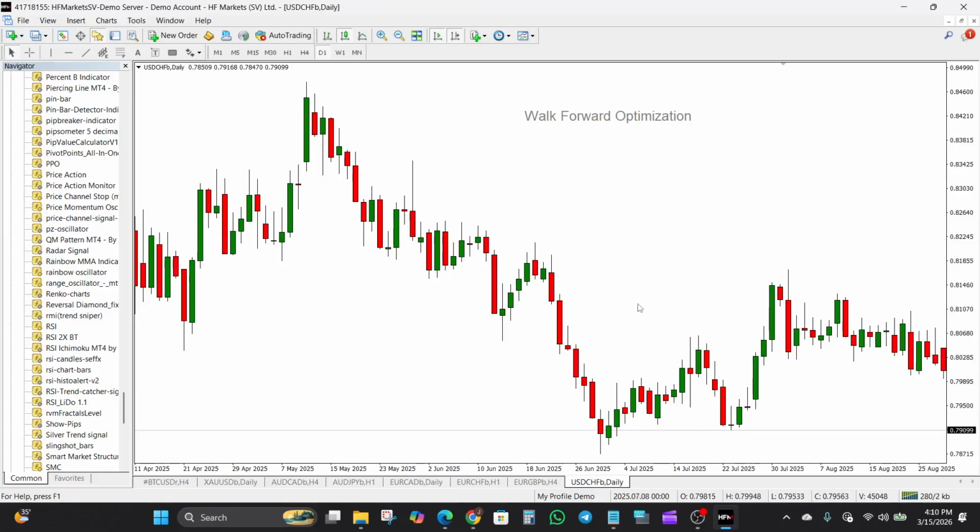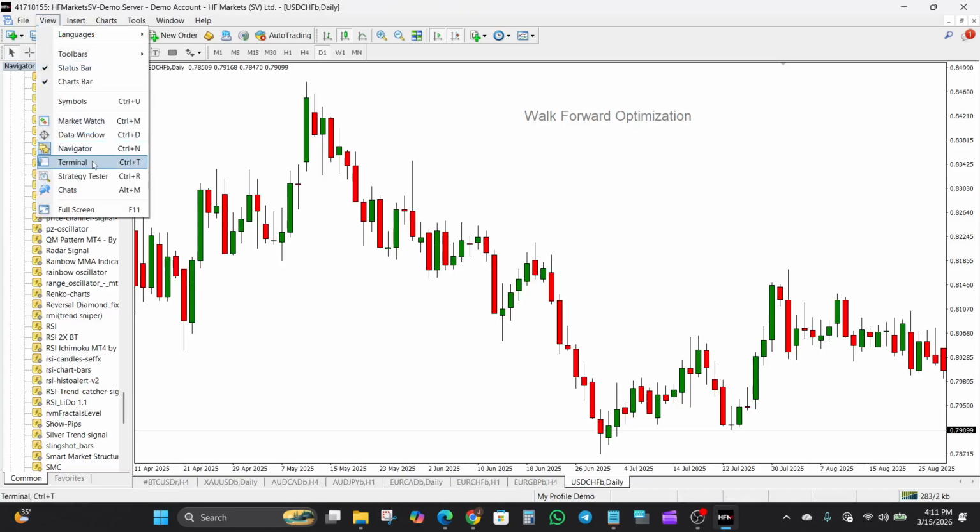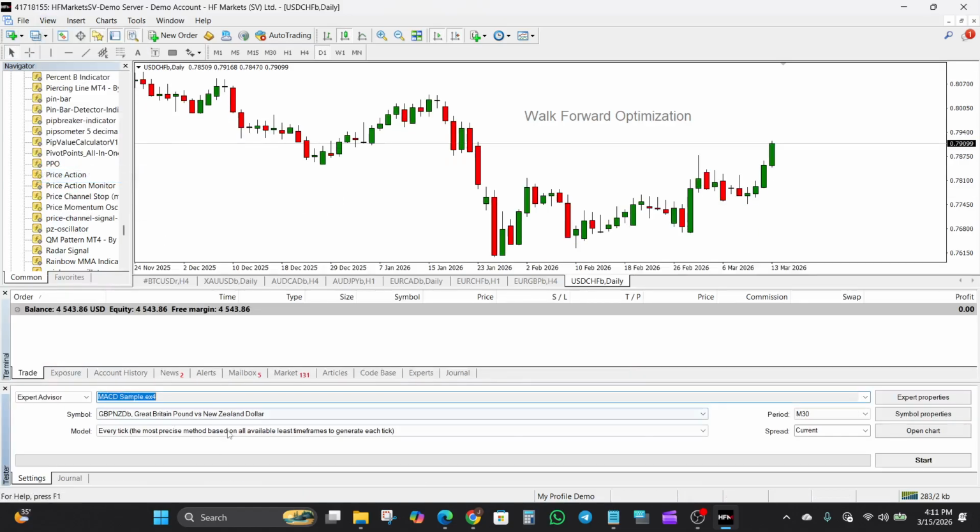So now you should know that the goal of walk forward optimization is to reduce the risk of overfitting, where a strategy appears effective during testing but fails in new market conditions. By testing strategies in sequential periods, traders can evaluate how adaptable a system might be across different market conditions.